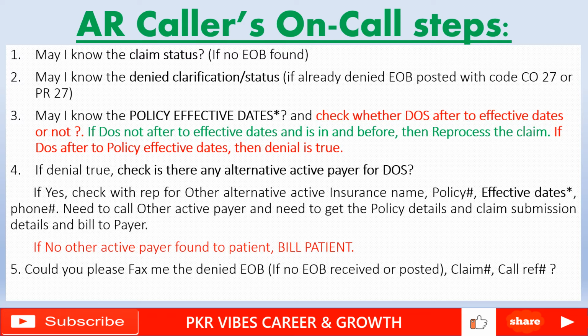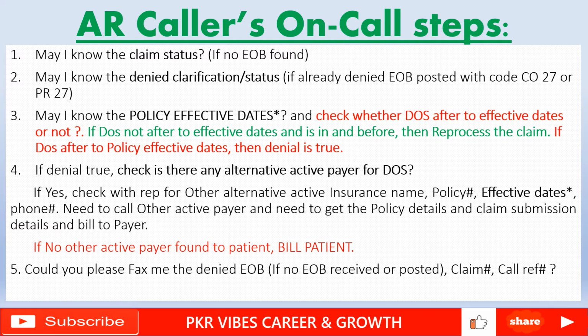There is a lot of difference between the claim status and a denied claim status or denied clarification status. If the EOB is already posted, then it is a denied clarification status. Then your next question is, may I know the policy effective dates please, and check whether the date of service is after the effective dates or not. If the date of service is not after the effective dates, meaning it is within the policy effective dates or before the policy effective dates, then this denial is incorrect.